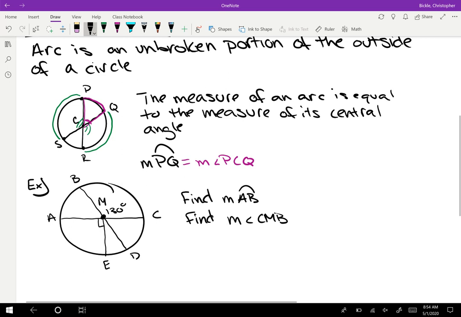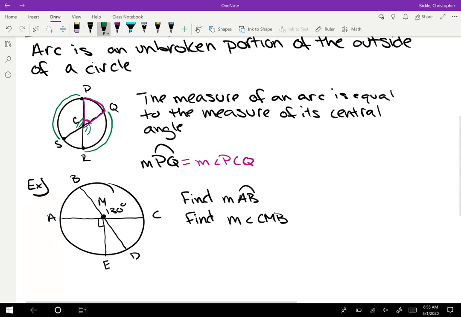We can use things that we already know. So we can use things like right angles are 90 degrees. We can use things like straight lines are 180 degrees. We can use things like vertical angles are congruent. So we're going to use ideas like that, and we're going to see what happens here. So I went through and I looked at this circle.